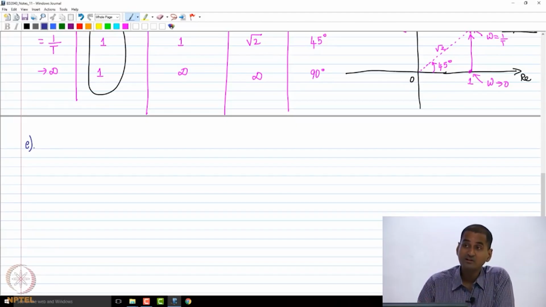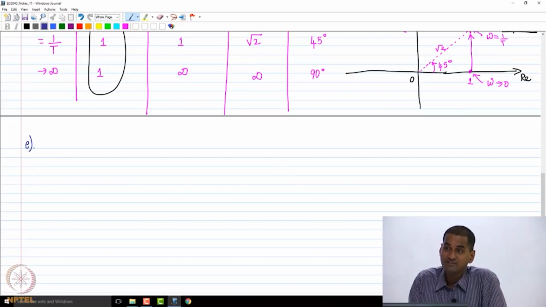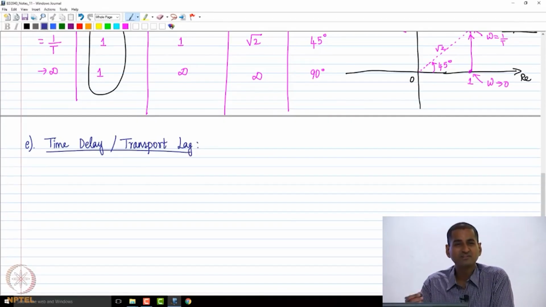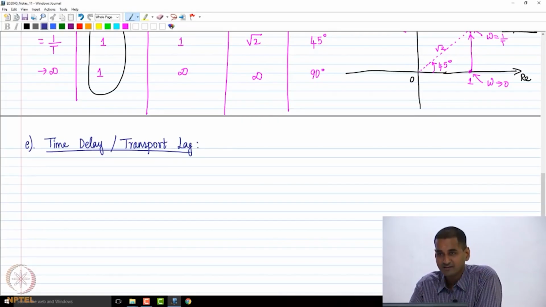So if you recall, what was the transfer function of the time delay? Some people call it a transport lag. Because in process control, they are interested in fluid systems, fertilizer plants, chemical plants and so on, they call it transport lag. So essentially it's a time delay.